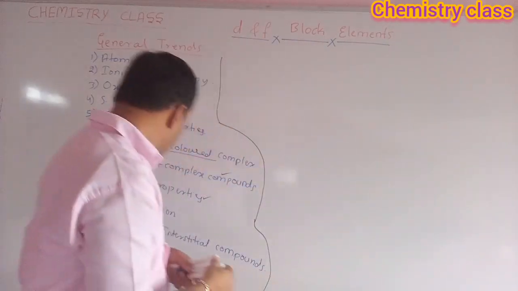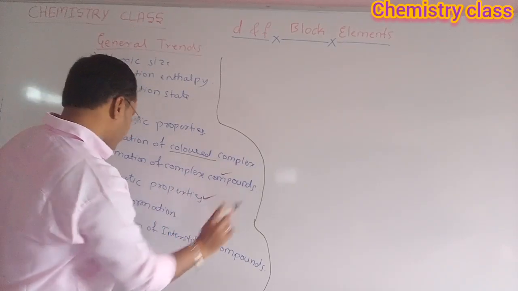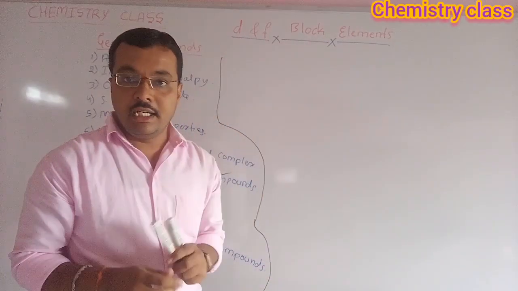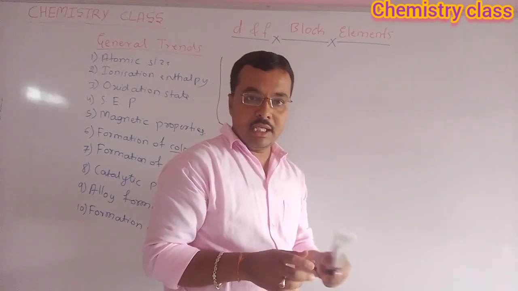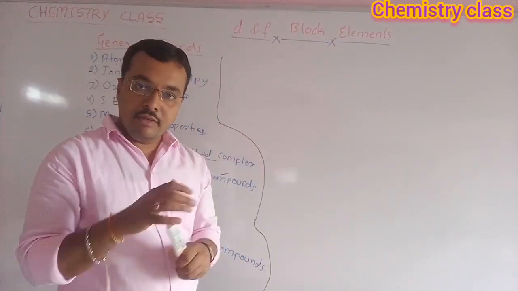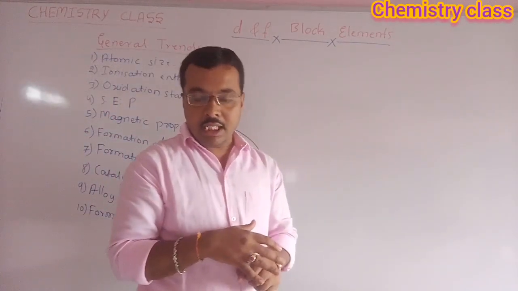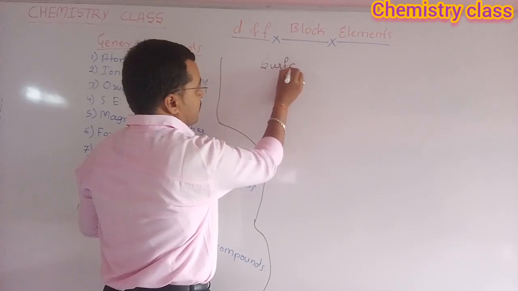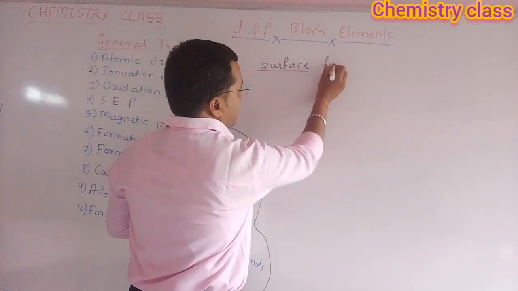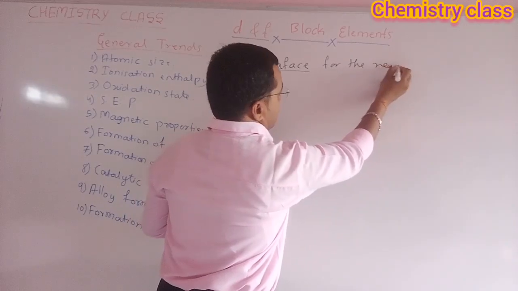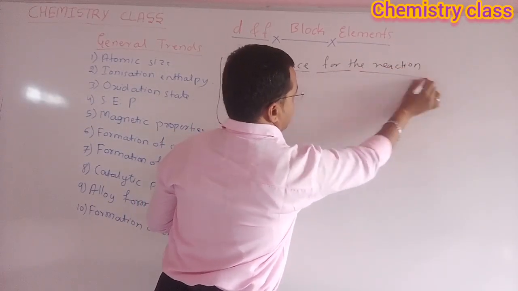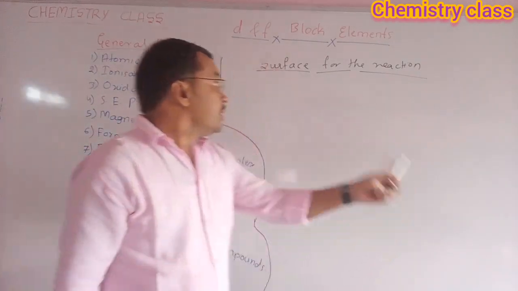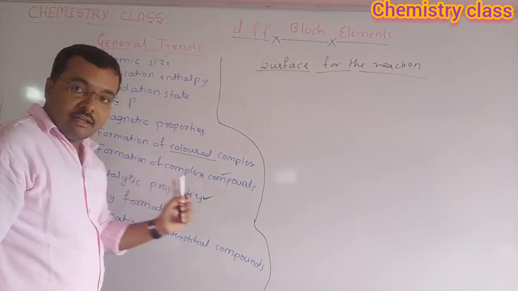Next property is catalytic property. Catalytic property is nothing but, in the previous chapter, surface chemistry, we have studied about catalysis and catalyst. What is the meaning of catalyst? It means the substance which alters the rate or velocity of the reaction, and it will provide the surface for the reaction. The catalyst will provide the surface for the reaction.